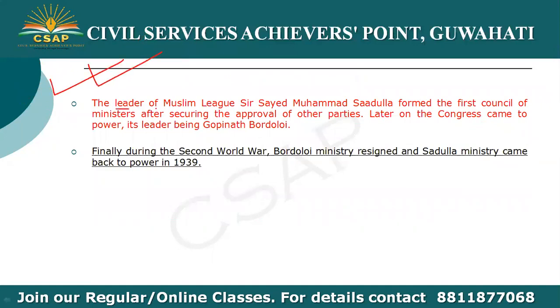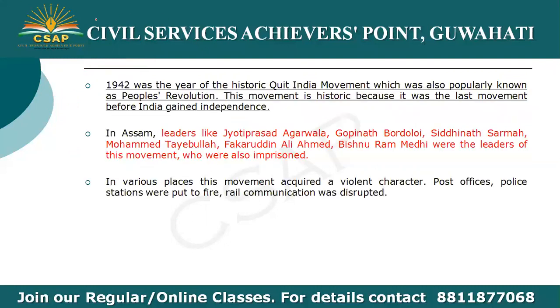The leader of the Muslim League, Sir Syed Mohammad Sadullah, formed the first council of ministers after securing the approval of other parties. However, later on the Congress came to power with its leader being Gopinath Bordoloi. But finally, during the Second World War, the Bordoloi ministry resigned and the Sadullah ministry came back to power in 1939. Then in 1942, the Quit India movement was launched, which was popularly known as the People's Revolution.